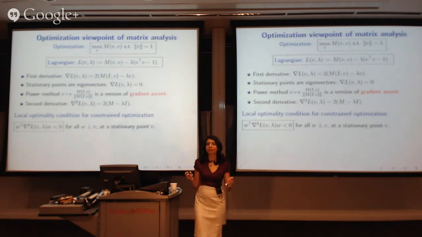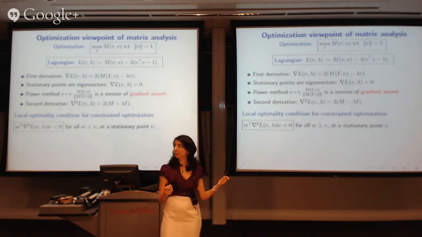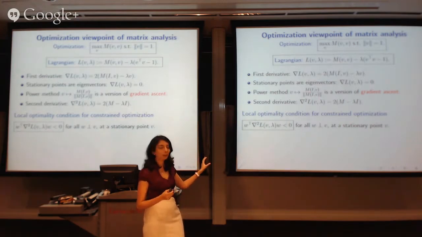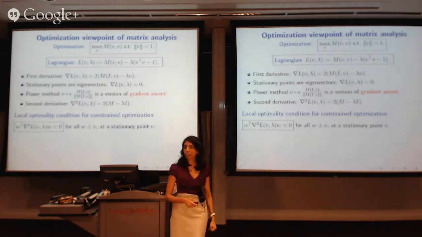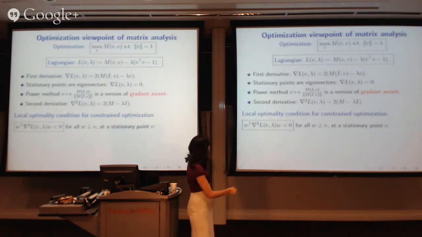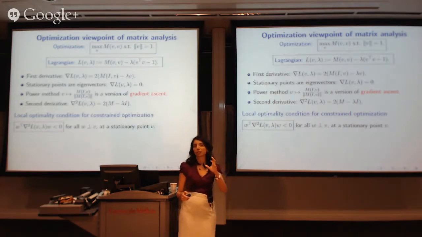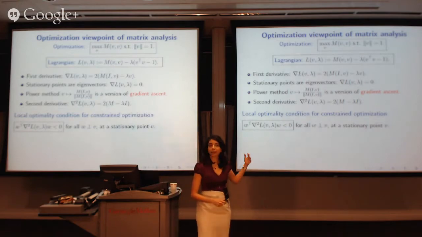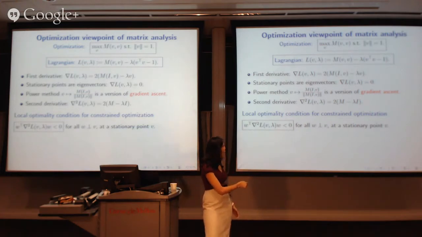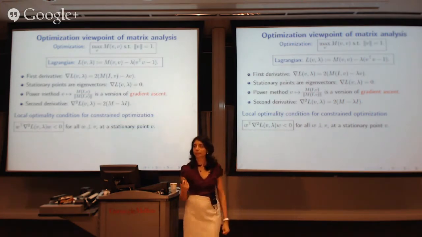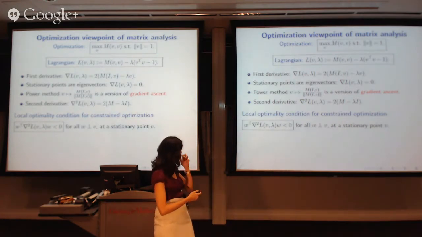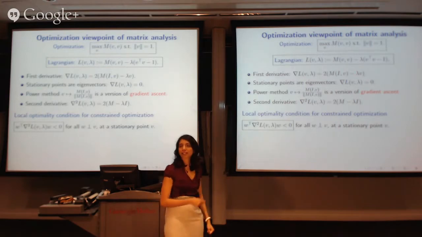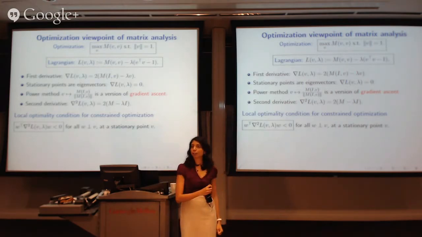Just to recall, what is the condition for a stationary point to be a local optimum? This is true for any constrained optimization problem: if I take the second derivative of the Lagrangian, and then I look at all directions W that are perpendicular to my vector V, so that is the stationary point, and if I look at all directions perpendicular to it, this quadratic form should be less than 0. So this is a general condition for any constrained optimization, a general condition for the stationary point to be a local optimum. Okay, so we'll now just apply this condition to the Rayleigh quotient optimization.